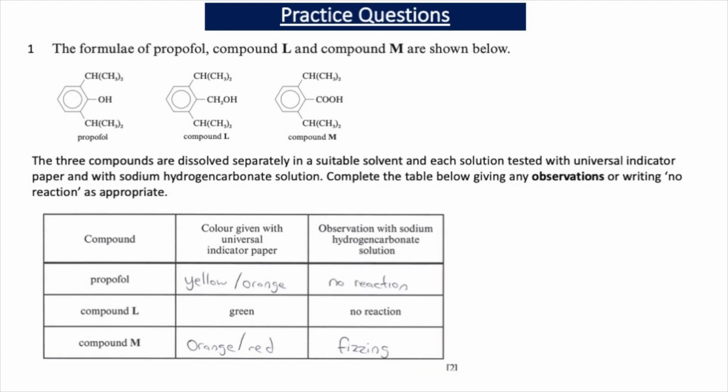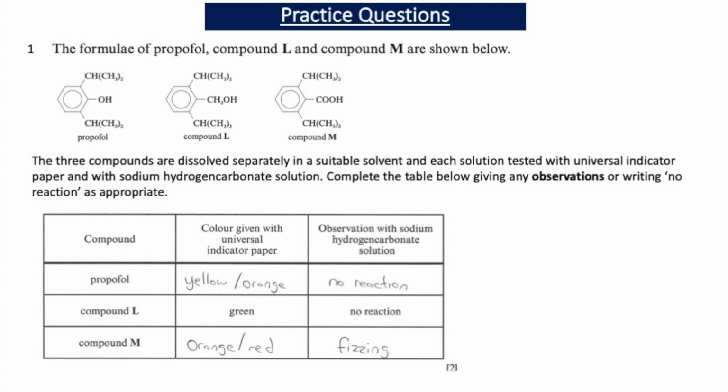So this first question is asking you to complete the following table with any observations. And there's 3 compounds. One's got a phenol group, one's got an alcohol group, and one's got a carboxylic acid group. And you have to fill in the table for the compound with the phenol group and the compound with the carboxylic acid group.